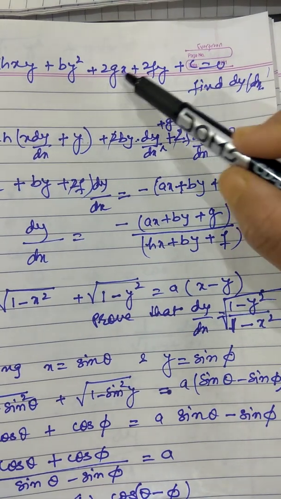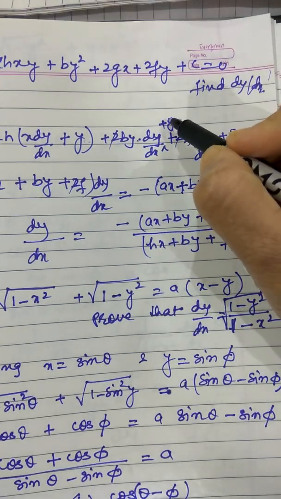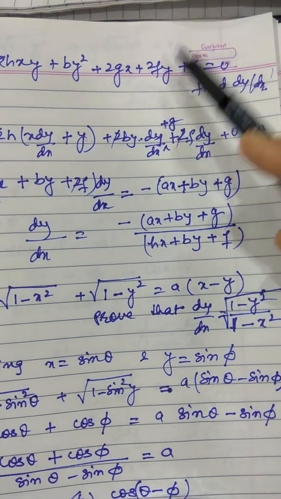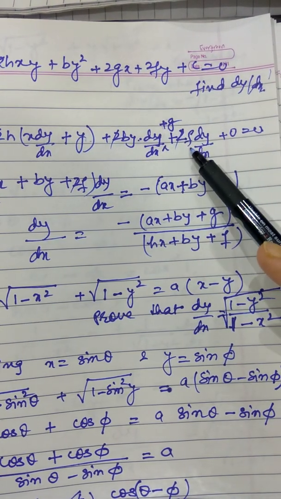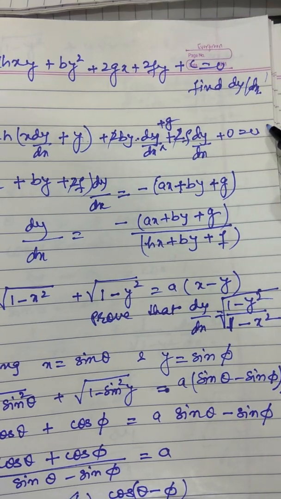Derivative of 2gx is 2g. And derivative of 2fy is 2f, and derivative of y is dy/dx, plus 0 is equals to 0.